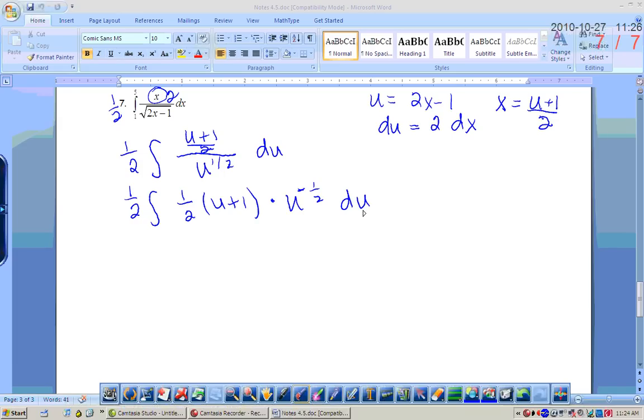Do y'all like pulling out that 1/2 that's inside? Okay. Oh, I meant to do that too in this first step. So I do need to rewrite my limits of integration. If x is 1, u is also 1. And that's fine. If x is 5, u is 9. Thank you. Forgot about that.